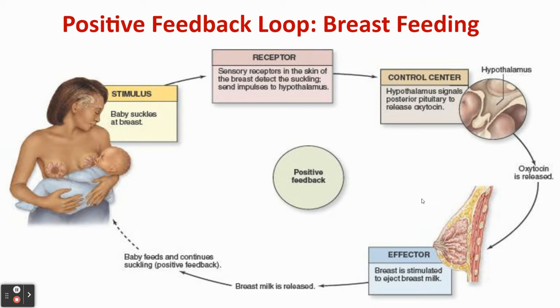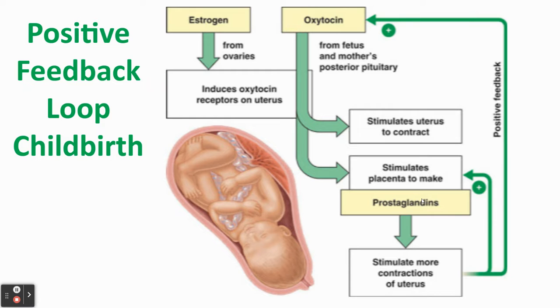Once the baby stops suckling, no more oxytocin is being released, no prolactin is being released, and milk production will cease. We see the same thing in childbirth. I think I mentioned this to you guys earlier, but just in case I didn't, oxytocin also plays a role in childbirth. Again, the baby's head, at this point, is pressing against the cervix. Receptors, sensory cells in the cervix are going to detect that pressure, send a message to the hypothalamus, and the hypothalamus is now going to send a message to the posterior pituitary to release oxytocin. Oxytocin stimulates the uterus to contract, okay?